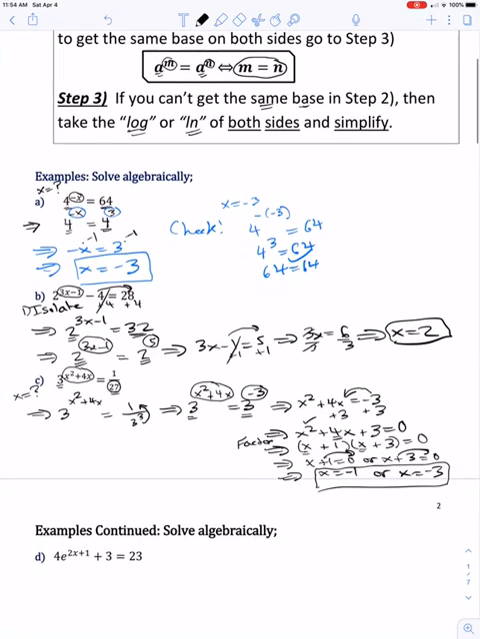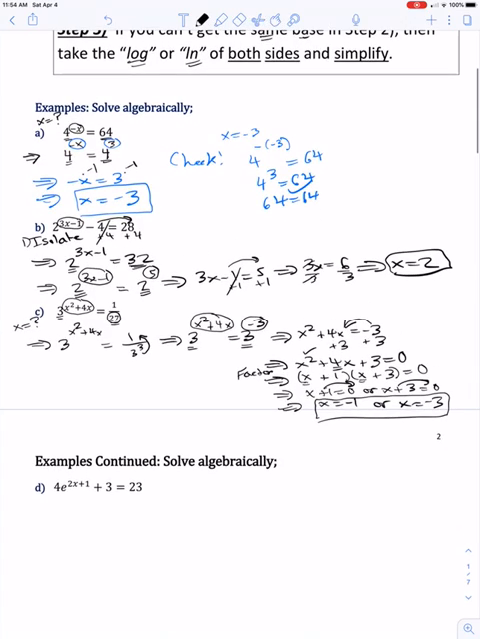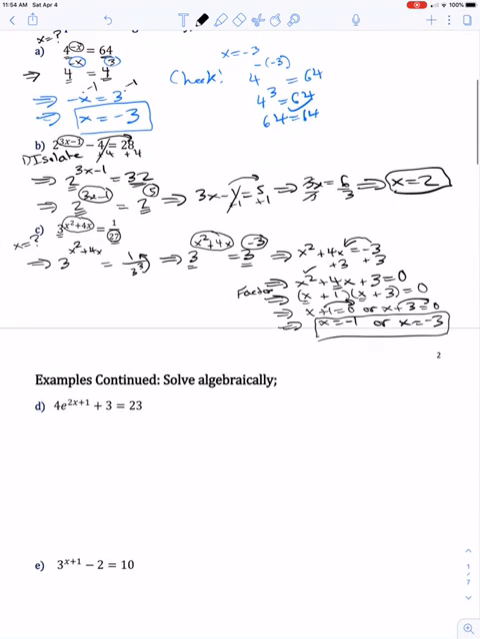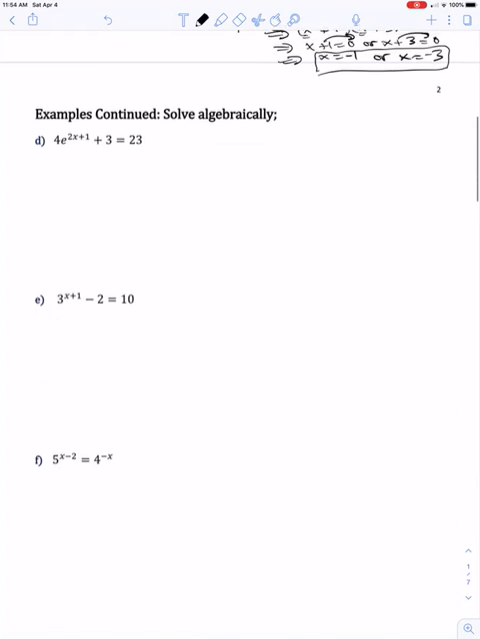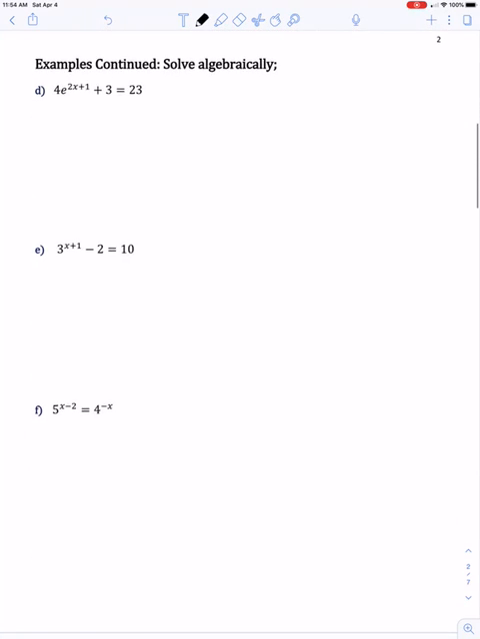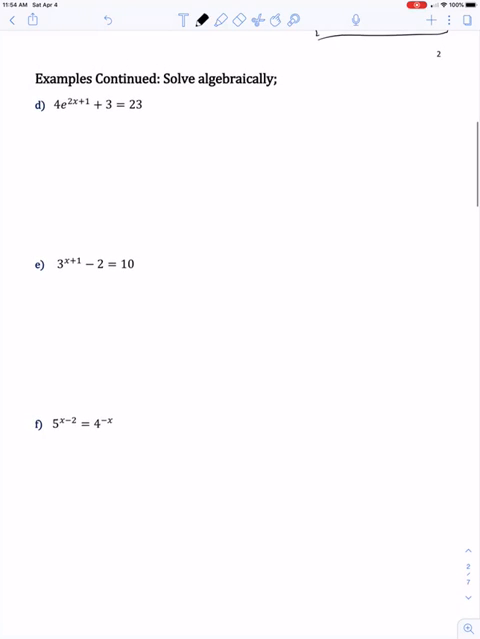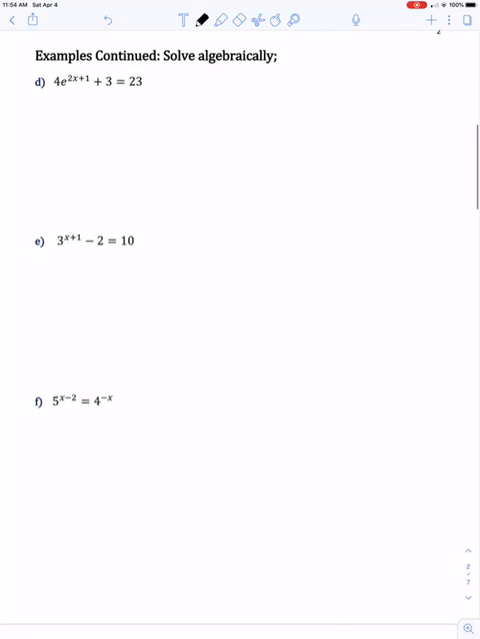And just remember, on exponentials, we have no restrictions on x. Remember, domain is all real numbers. Unlike logarithms, we have to be careful. We can't take the log of a negative, but we don't have to worry about that with exponential equations. All right. So again, we're solving exponentials. Those we're able to solve by using the same base on both sides of the equation.